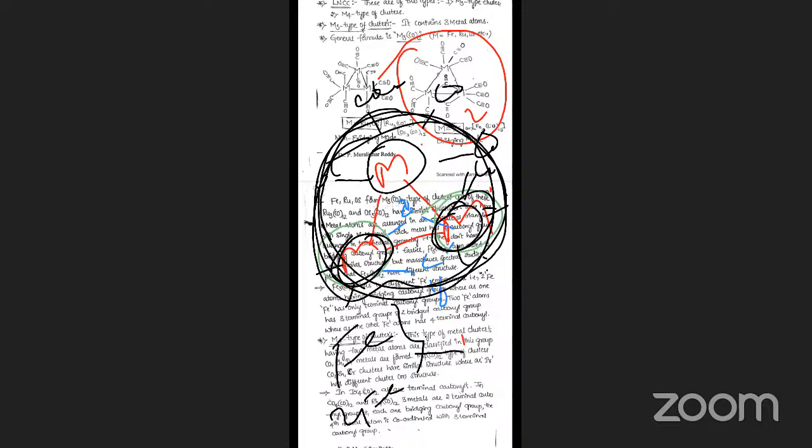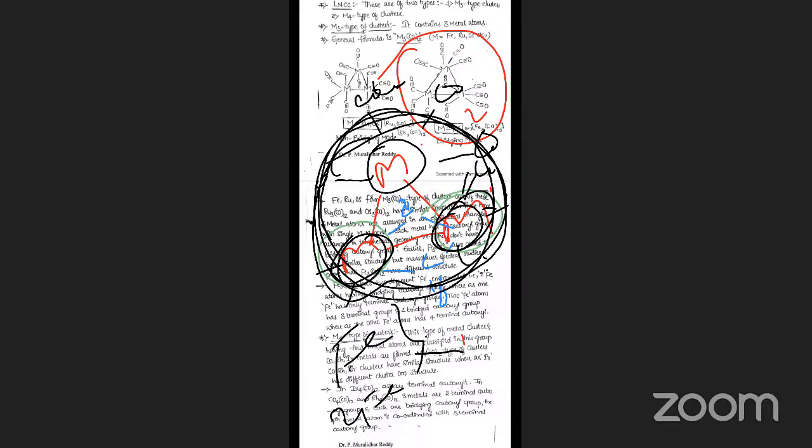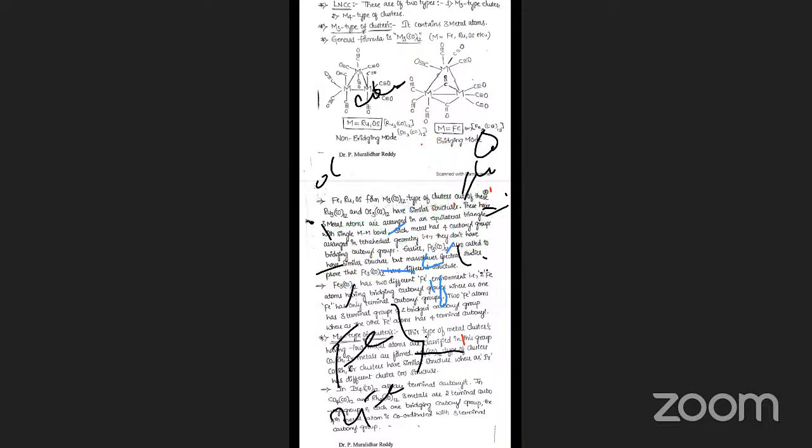So what about the M3 type? Another ligand is there. The remaining are ruthenium or osmium. Okay. So here, what three metals are there? The three metals are arranged in a trigonal planar manner, and a metal-metal bond is there.